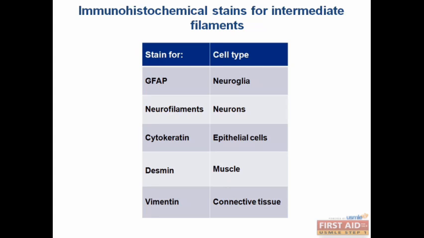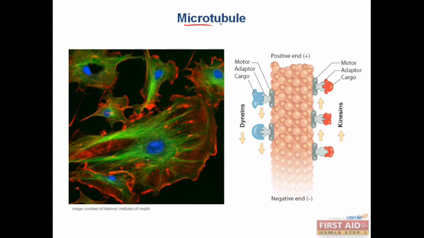There's not much else to say about these, just make sure you know which stain is for which cell type, so when it shows up in your exam it'll be that much easier to answer the question, or at least rule a few answer choices out. Okay, let's talk more about microtubules. What color are they in this image?